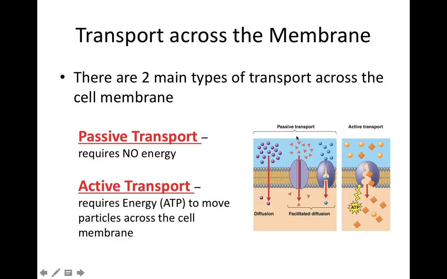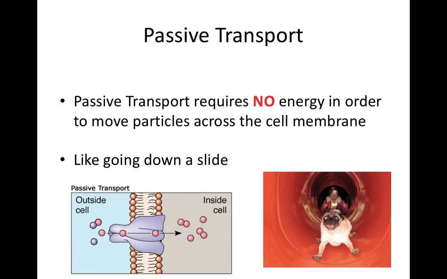Generally, you're going from an area of high concentration to an area of low concentration, and that requires no energy. If you're going the opposite direction from an area of low concentration to an area of high concentration, then you're going to require that energy. Or if you have very large molecules, the cell will need to use energy to move those molecules across. So again, passive transport requires no energy in order to move particles across the cell membrane. It's kind of like going down the slide.